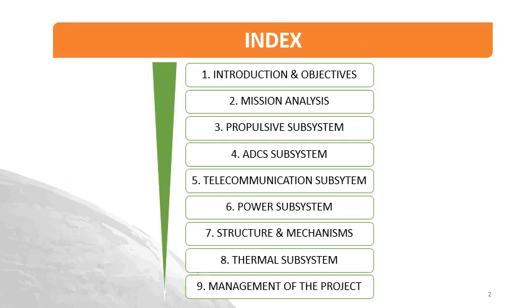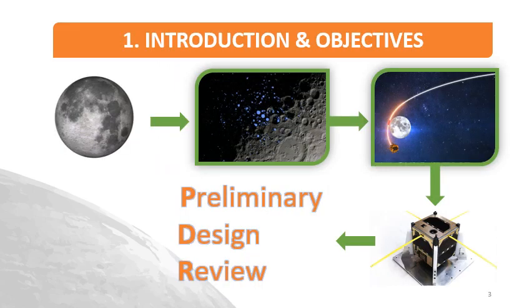I am just covering the first and the last sections, whereas my colleagues will be covering the rest of them. The project arises as a necessity of seeking for water on the moon's surface. In order to perform that research, a flyby maneuver is performed with a nanosatellite. Therefore, the main purpose of this project deals with the development of a preliminary design review of that satellite.